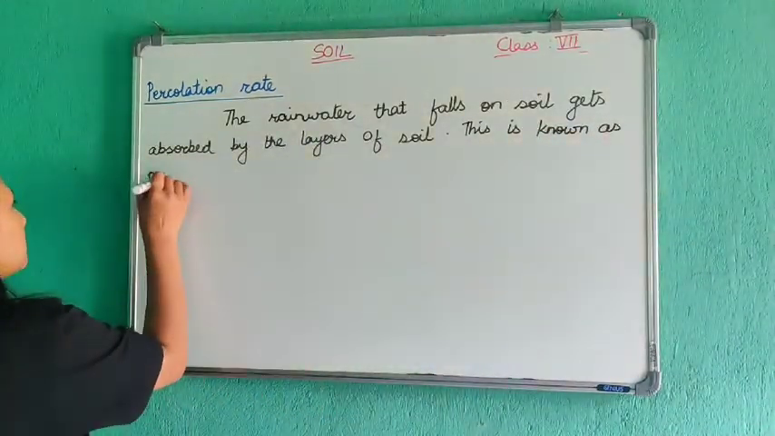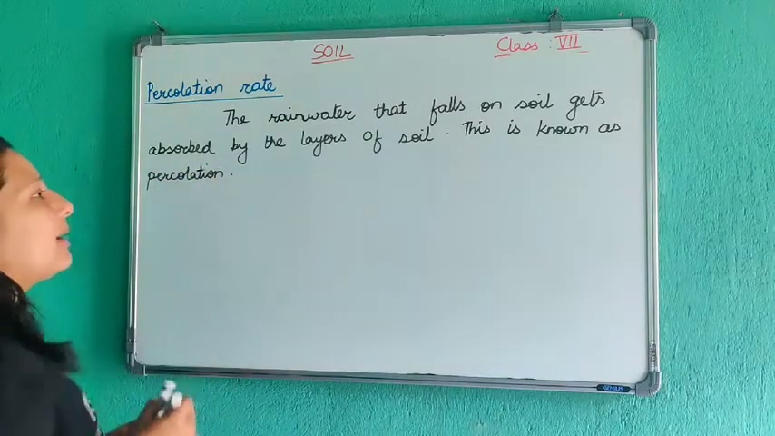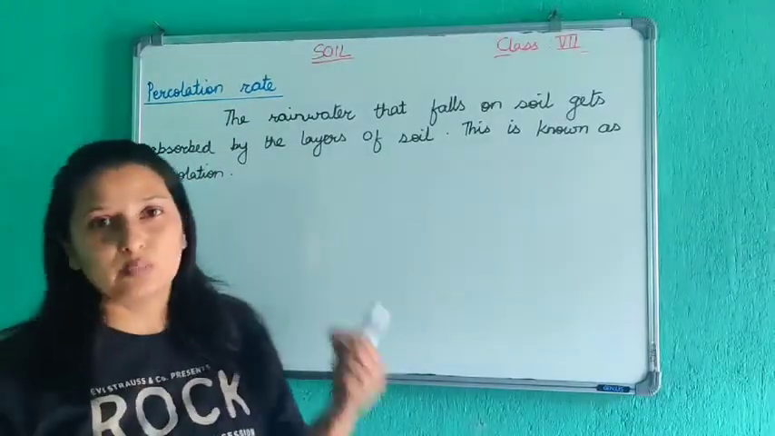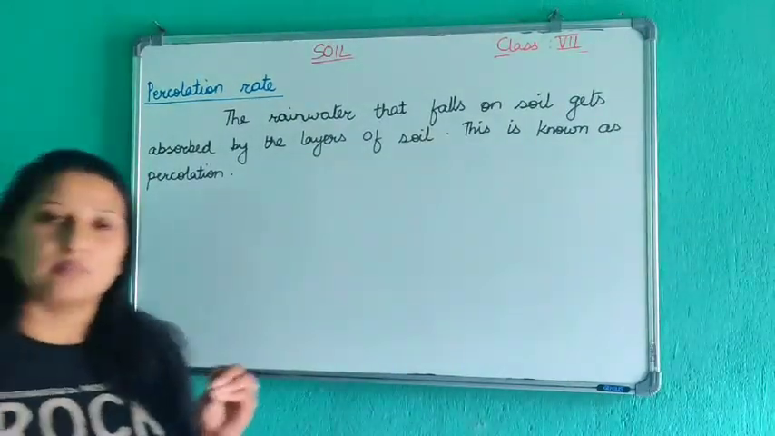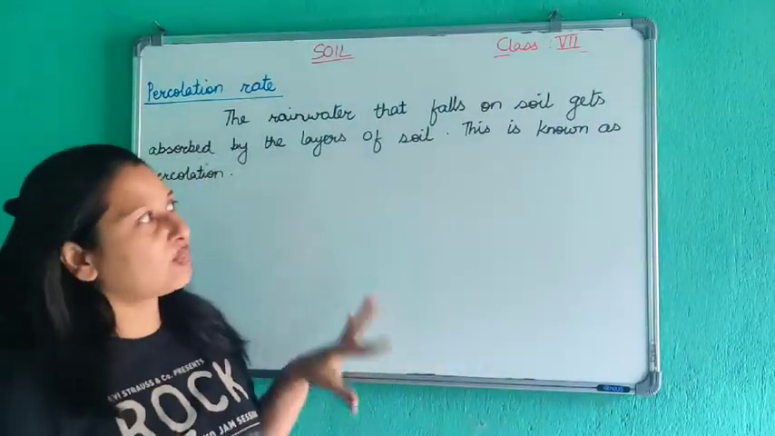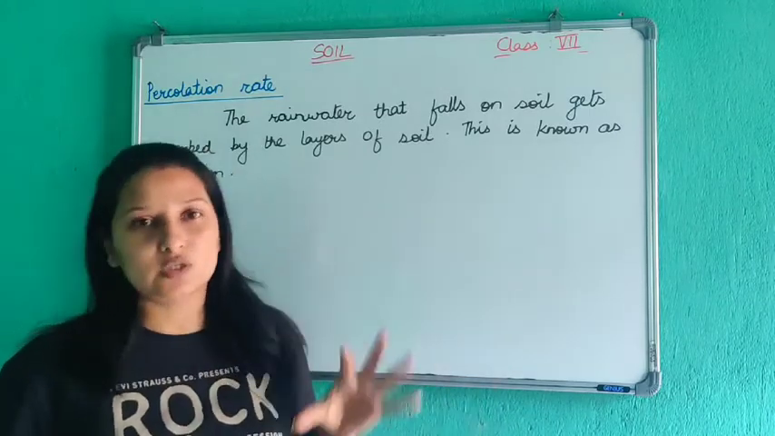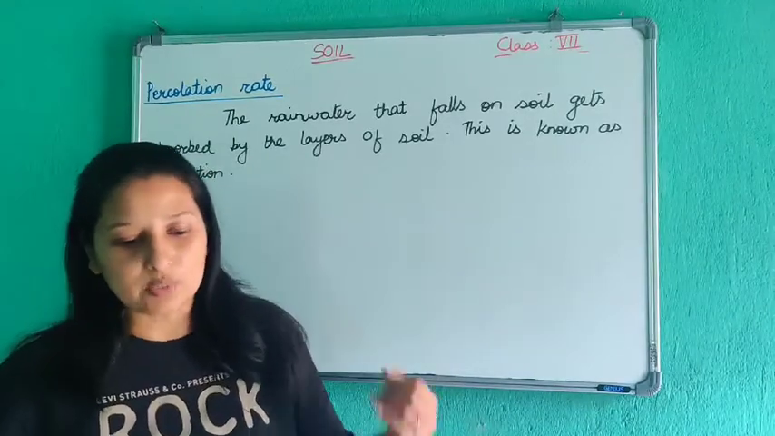Percolation is the absorption of water by the layers of soil. Now through some soils water percolates faster whilst through some soils water percolates slowly.